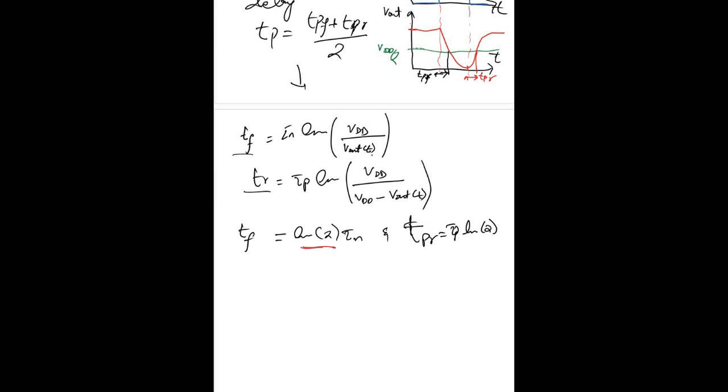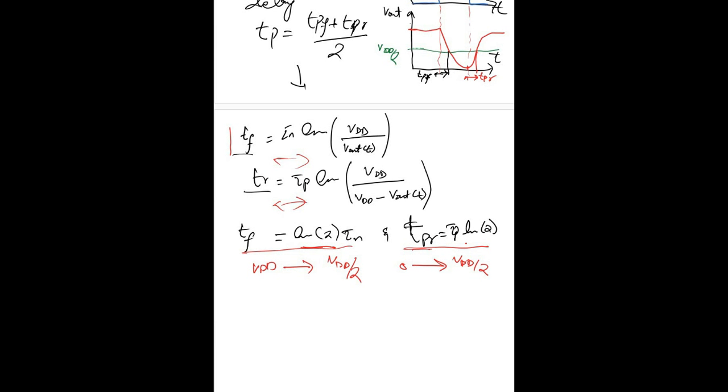Because we know that we can solve this expression for our fall time. We know that the voltage changes from VDD to VDD by 2, and for the rise time it changes from 0 to VDD by 2. So we have to put the limits in this expression, so we can get these values here.